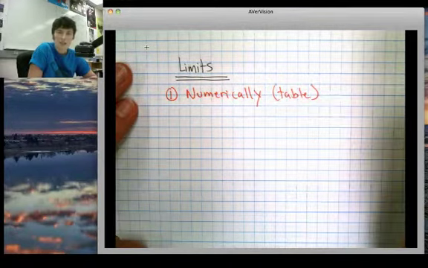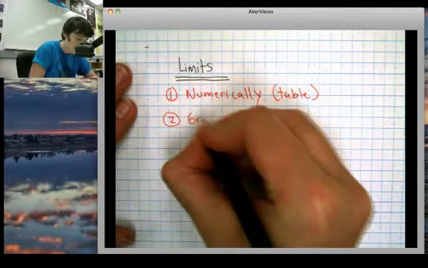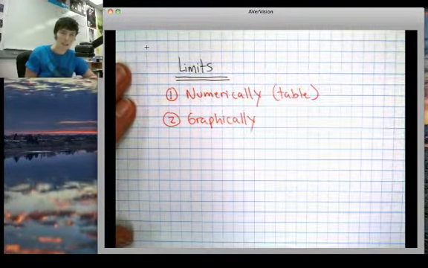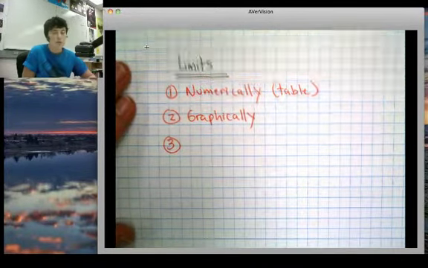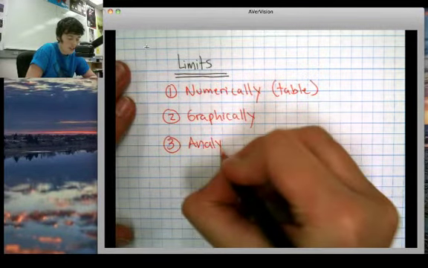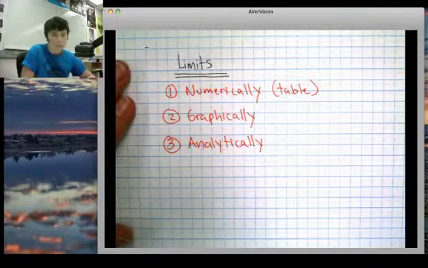The other two ways to study a limit is you could look at it graphically. So number two is graphically, which means can you just visually look at a limit? And then number three, this is where the work is going to come in. Number three is can you study it algebraically, or I'm going to write analytically. This is the more traditional paper and pencil solving it by hand type way.